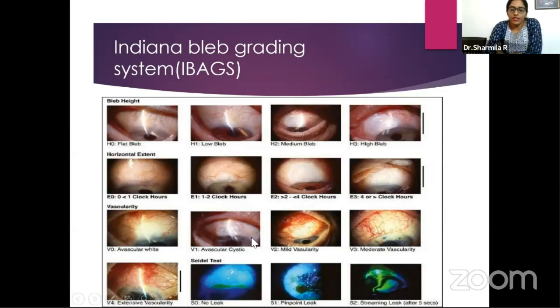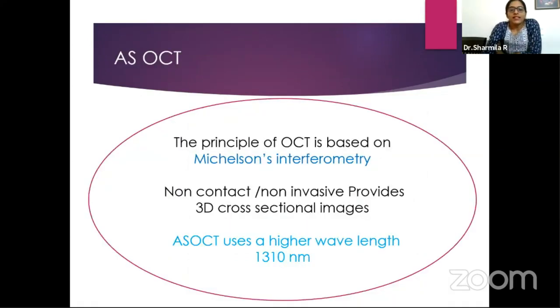So that is the basic difference. However, with all these bleb grading scales, we may not really get attention on the early signs of bleb failure. So that is the need for an anterior segment OCT. We all know that anterior segment OCT is a non-contact, non-invasive imaging technology which provides good cross-sectional, high-definition images in a 3-dimensional view, and it is based on the principle of interference.